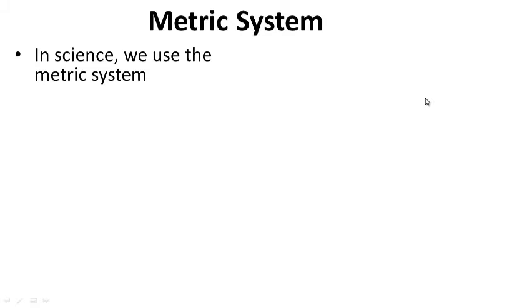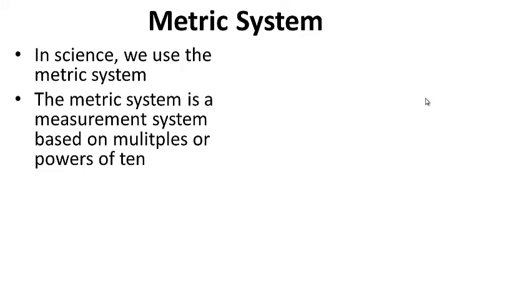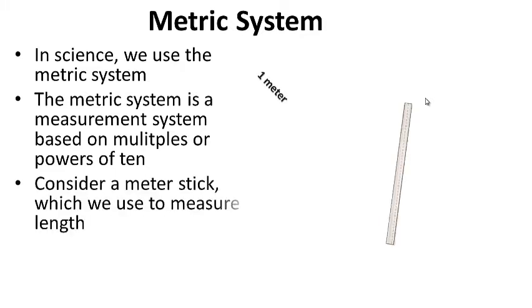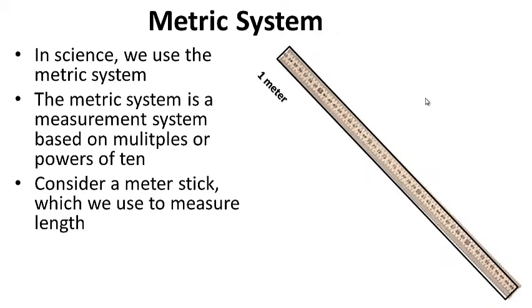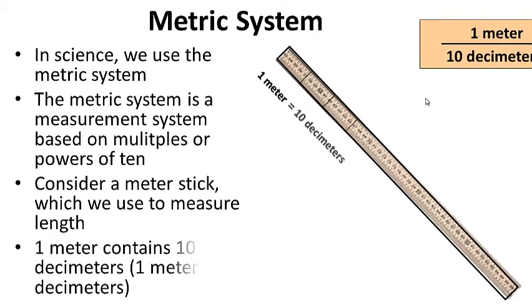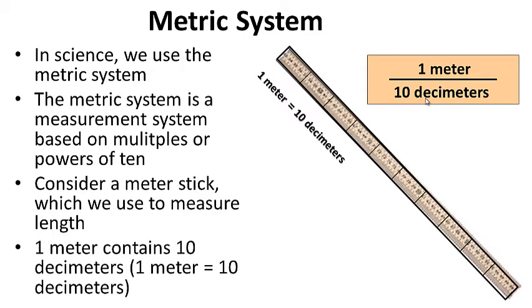Okay, so the metric system. In science, especially chemistry, we use the metric system. The metric system is a measurement system based on multiples or powers of 10. Consider this meter stick here, which we use to measure length. 1 meter contains 10 decimeters. So in this 1 meter, we have 10 decimeters, or 1 meter is equal to 10 decimeters.